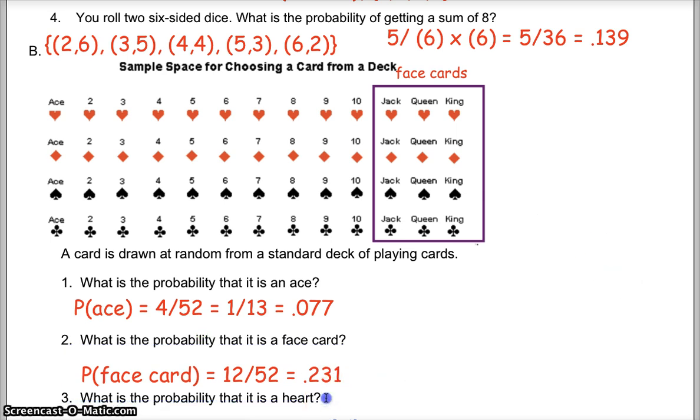What's the probability that our card is a heart? Now, there's a couple of ways to look at this. You can see that we have 13 hearts out of 52 cards. Or you can look at it as we have 4 different suits. Each shape is called a suit. We have 4 suits, and hearts make up one of those suits, or 1 out of 4. 13 over 52 does reduce to 1 out of 4. So the probability of selecting a heart is 0.25.